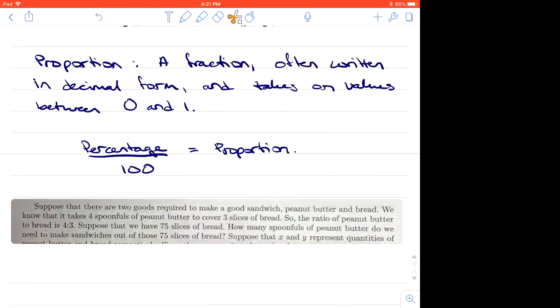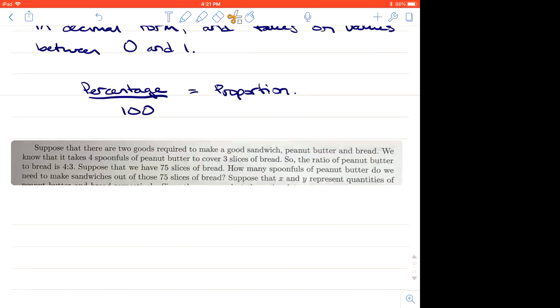So it's a little tiny, but I'll read it to you. I think this is a really funny blurb from the textbook because it's all official, but it's really just talking about peanut butter sandwiches. Suppose that there are 2 goods required to make a good sandwich: peanut butter and bread. We know that it takes 4 spoonfuls of peanut butter to cover 3 slices of bread. So the ratio of peanut butter to bread is 4 to 3.